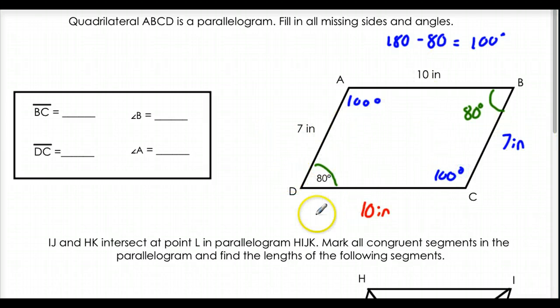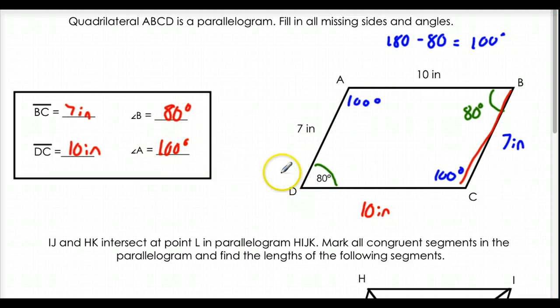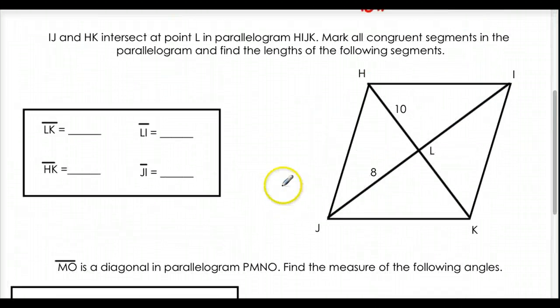Opposite sides are congruent, opposite angles are congruent, and same side interior angles or adjacent angles are supplementary. So let's use this information that we just filled out to solve this problem. BC is 7 inches. DC, which is over here, is 10 inches. Angle B we found out was 80 degrees, and angle A, which is over here, is 100 degrees. Wow, look at that. Those properties helped us out a lot.